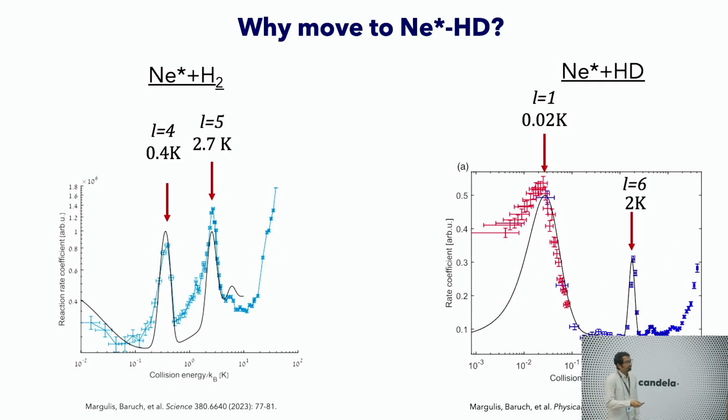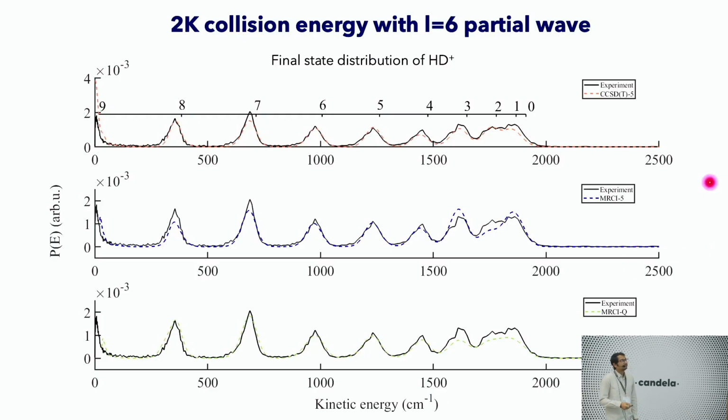And what do we see? Exactly a similar picture as compared to the H2. For HD also, we see really nice rotational state structure distributions over here for HD plus. Now all three potentials behave very similarly, and all of them give very excellent results.